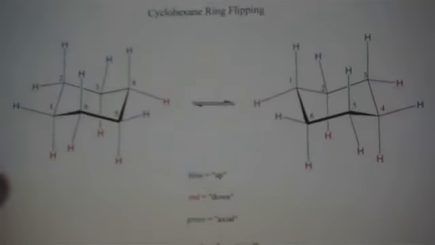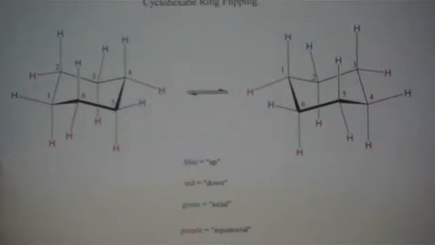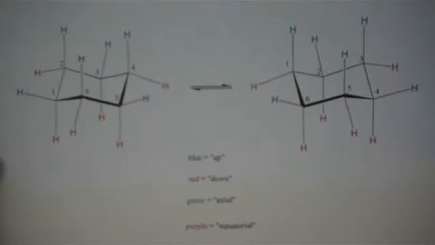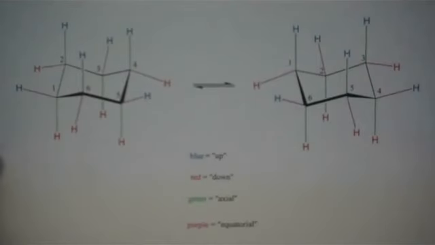But we are, again, trying to represent that idea on paper often, and so it requires a little bit of artwork. But this is a very good template here for allowing you to draw reasonable looking chairs, and also to show clearly which bonds are up, which ones are down, which ones are equatorial, and which ones are axial.